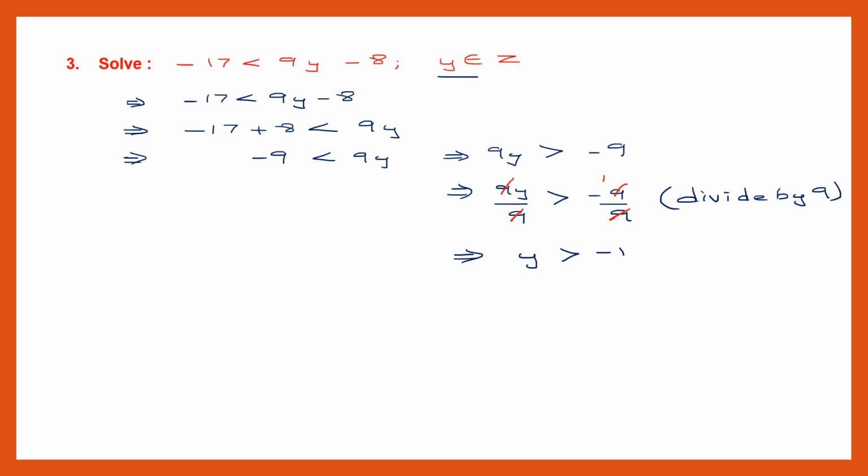Okay, so here it says y belongs to integers. So what is our solution set? The solution set should have all numbers greater than minus 1. So what are the numbers greater than minus 1? 0 and the positive numbers. So let's start from here: 0, 1, 2, 3, 4. Now this goes on because we have many positive numbers. So this is our solution set, and this is our answer.